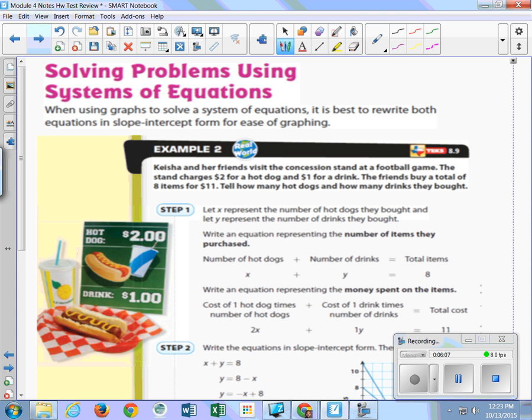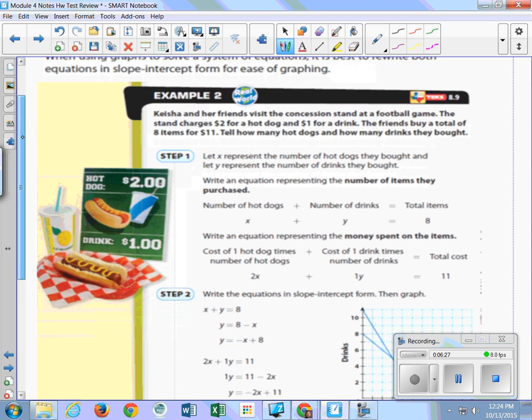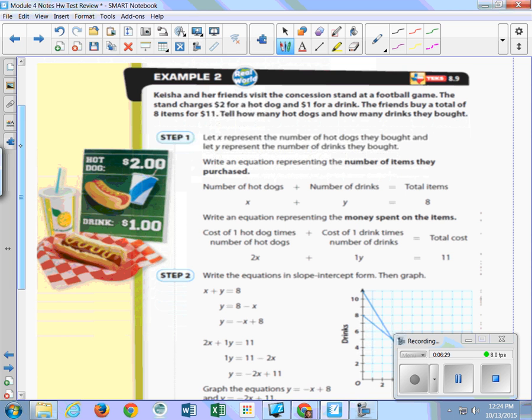This is solving problems using systems of equations. This is just a word problem using what we just learned. It says when using graphs to solve systems of equations, it's best to rewrite both equations in slope-intercept form for ease of graphing. So you have to pull your information from the problem, and it's going to end up in standard form. So once you have it done in standard form, you have to rewrite it into slope-intercept form so that you can graph it.